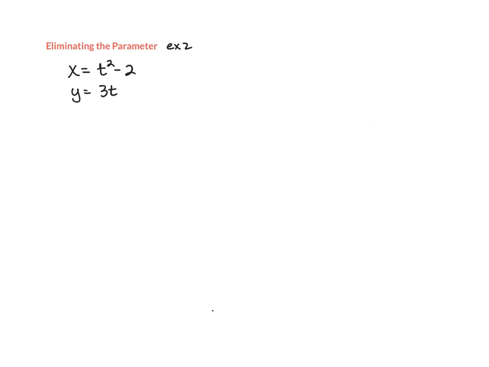Okay, we're going to do another example where we're going to eliminate the parameter. This one's a little more complex than the last one, not really too bad. It's just not going to be a nice little line. So the easiest equation to solve for on this one will be the y equation. If we solve for t with the y equation, t would equal y over 3. We will take that y over 3 and substitute it in for the t value in the x equation. So x would equal y over 3 squared minus 2.